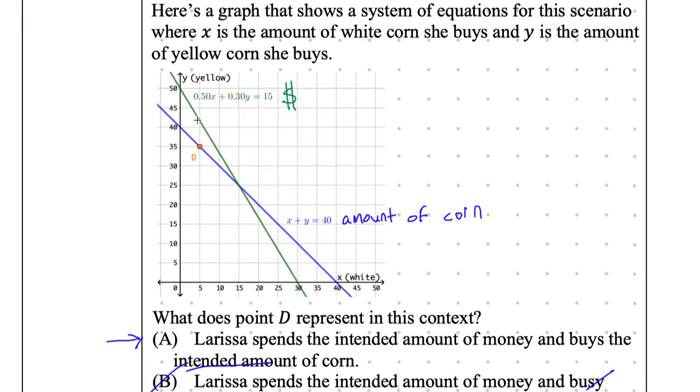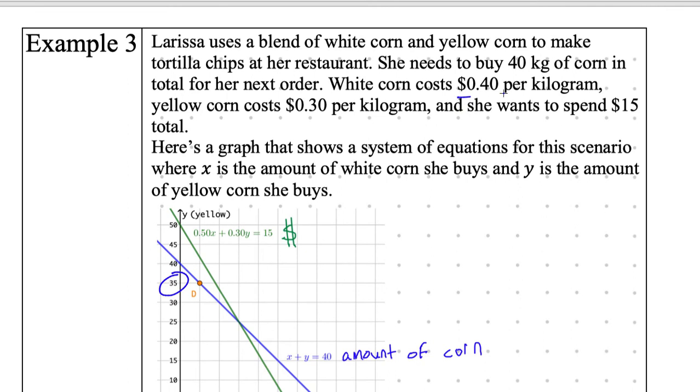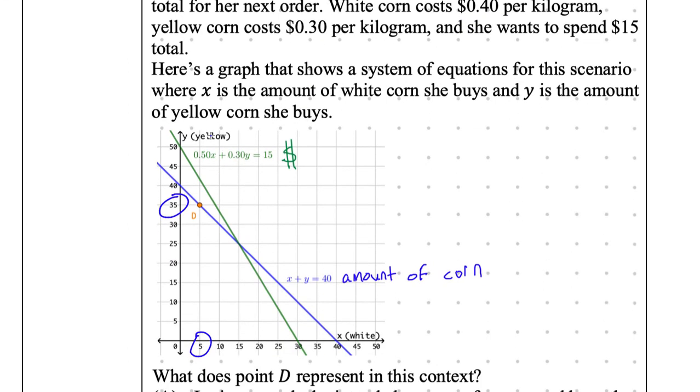This point is now below the green line. If I am below the money, then I'm not spending enough money. And that makes sense too. If I think about this point here, I'm buying more yellow corn than white corn. And since it says up here that white corn is a little bit more expensive than yellow corn, I'm really saving money by buying more yellow corn than white corn.